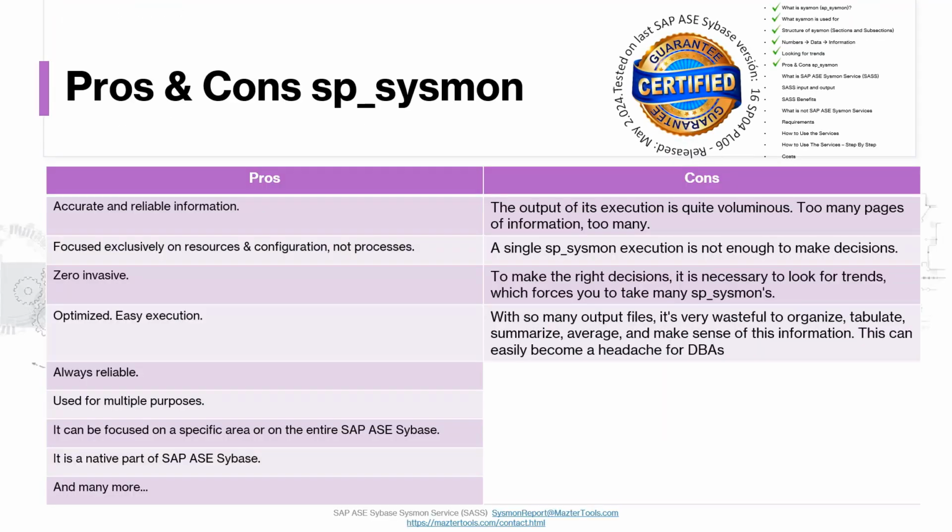The pros of using SP Sysmon are enormous. Among its many benefits of use we find accuracy, reliability, optimized execution, multi-purpose, native SAP ASE Sybase and many others. The cons are few, but important. Because with few Sysmons it is not healthy to make decisions. It is then necessary to take many samples, which generates many output files, and if we add to this that each file consists of many pages, its organization, tabulation, summarization, averaging data and making sense of the data contained here becomes a headache, and it can take days or weeks.